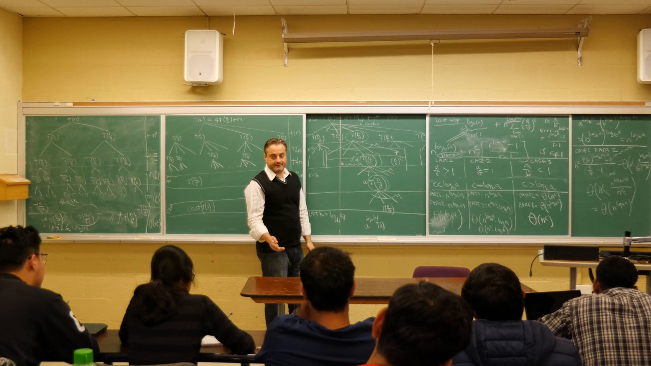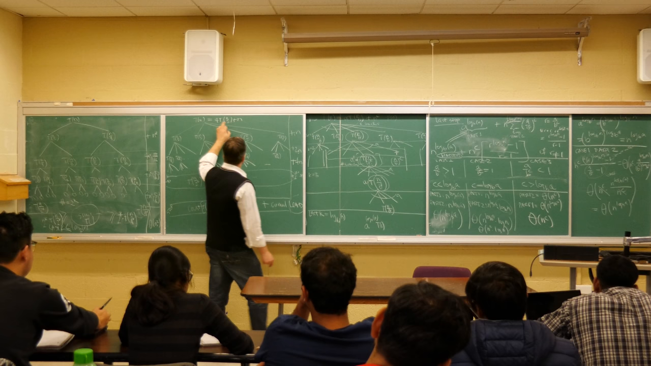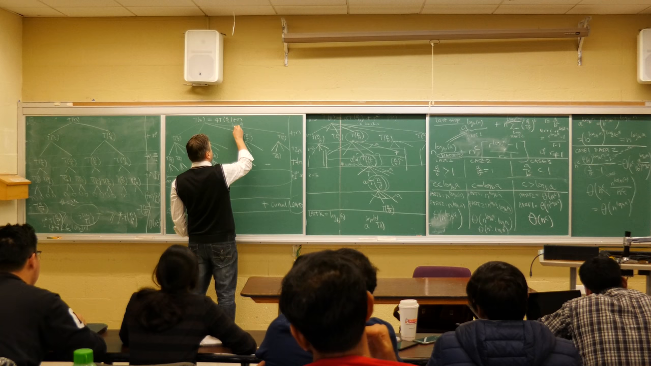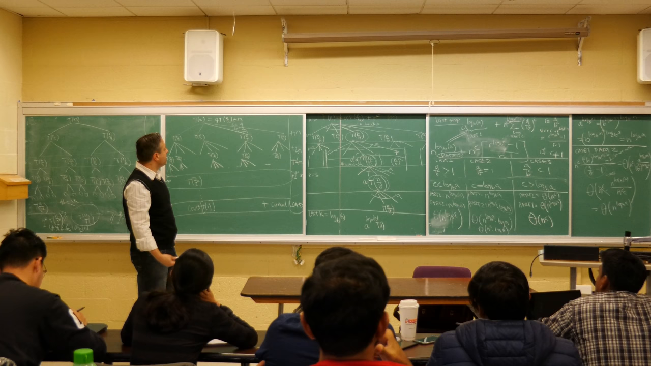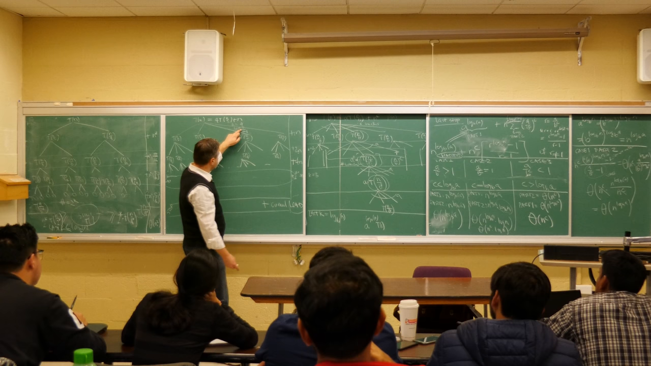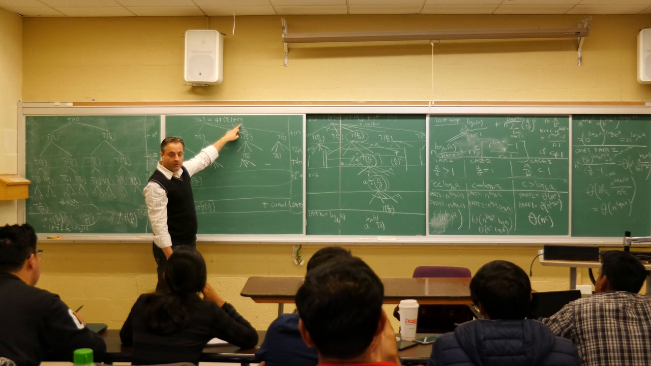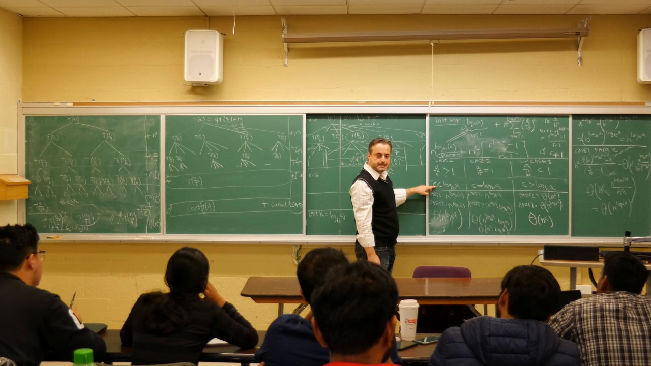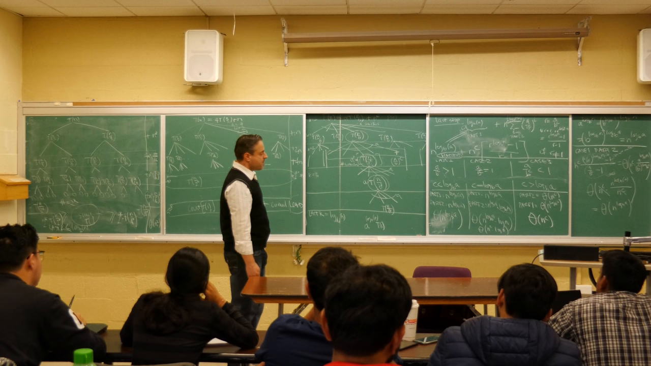Let's do our example really quick, this one. What's a, what's b, what's c? a equals 4, b equals 2, c equals 1. What's the case? Log base b of a is what? 2. How much is log base 2 of 4? 2. So log base b of a is bigger than c? Yes. So then the answer is n to the log base b of a. It's n squared, because log base b of a is 2.